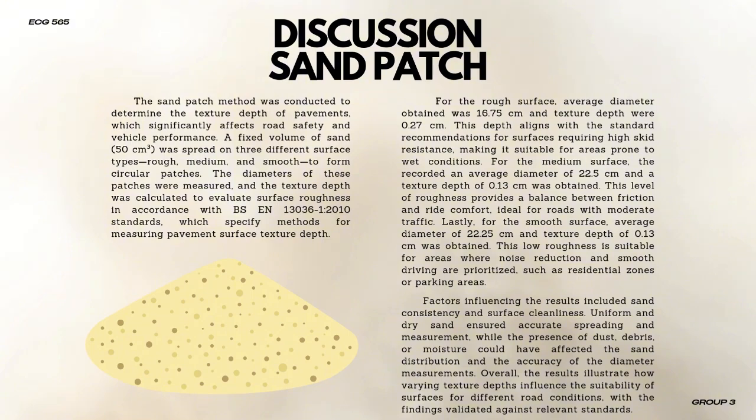Next, we're moving to the discussion part for this sand patch. The sand patch method was conducted to determine the texture depth of pavement, which can significantly affect road safety and vehicle performance. This testing was conducted on 3 surfaces, which are rough surface, medium surface, and smooth surface. The standard referred to compare the results for this testing is BS EN 13036-1:2010, which specifies methods for measuring pavement surface texture depth.